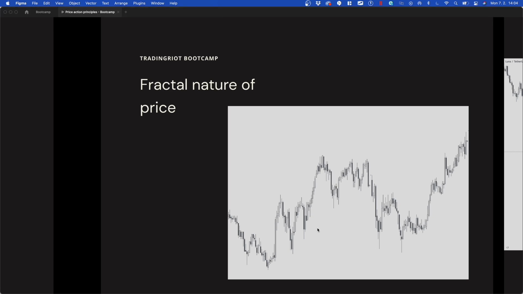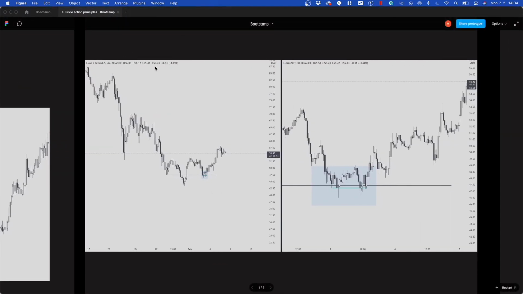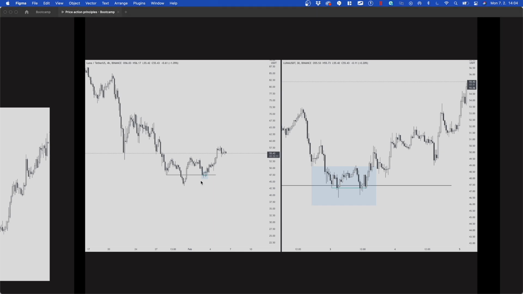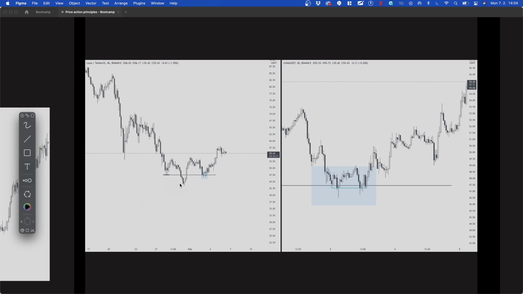But besides that, like I said, price is fractal. You can trade basically any time frame. You can trade a 5-minute chart the same as you are trading a weekly chart, for example. If we take a look here at this Luna USDT, let me just highlight this so you can see it clearly. The market basically put in this pattern where there was a level of support which got broken to the downside. The market then reclaimed it, tested it here, and moved away from it.